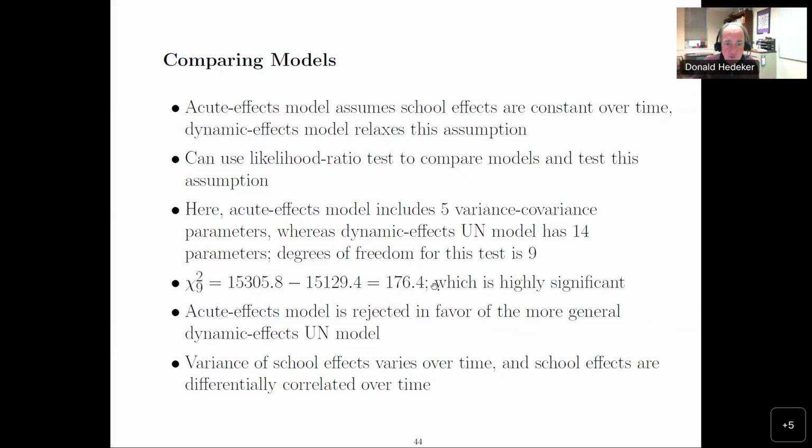Well, I can do a likelihood ratio test here, and you can see that you get a chi-square value of nearly 200 on 9 degrees of freedom. And it's 9 degrees of freedom because of the different number of variance covariance parameters that these two models estimate. And so what that would do here is reject the acute effects model in favor of this dynamic effects structure.